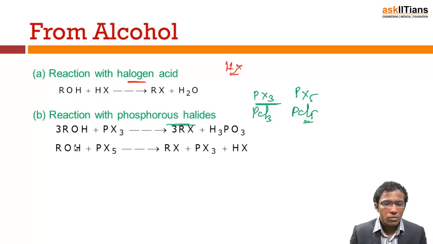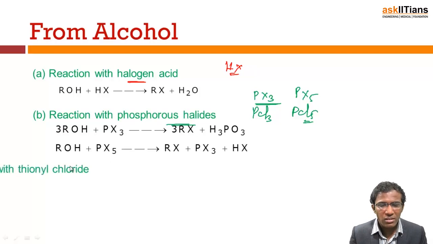And here, if I take ROH, which reacts with pentahalides, it yields RX, but we don't get H3PO3 as byproduct. We get PX3, that is phosphorus trihalide, if I take phosphorus pentahalide as the reactant. They may ask you how many moles of alcohol are required to get 3 moles of alkyl halide with PX3. So what is the byproduct in the reaction of alcohol with phosphorus pentahalide? The byproducts are PX3 as well as HX.